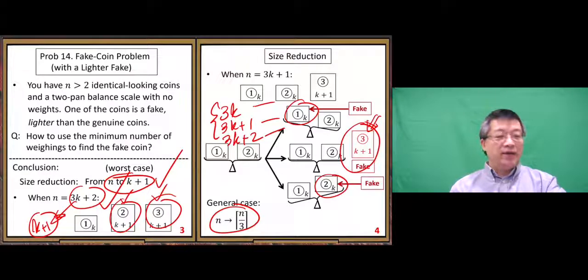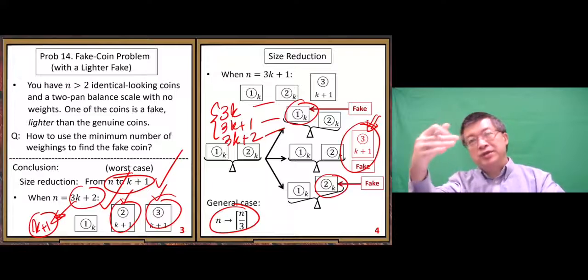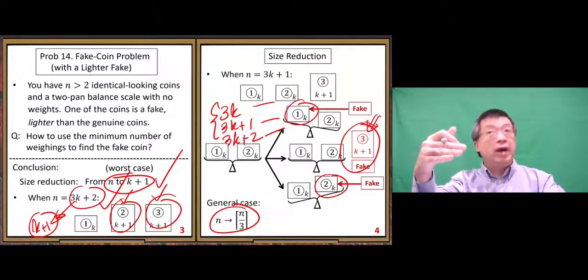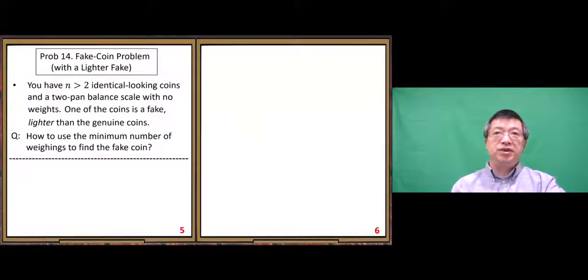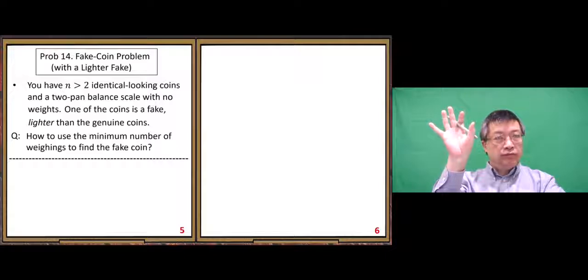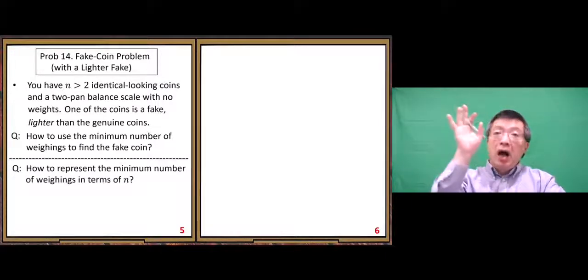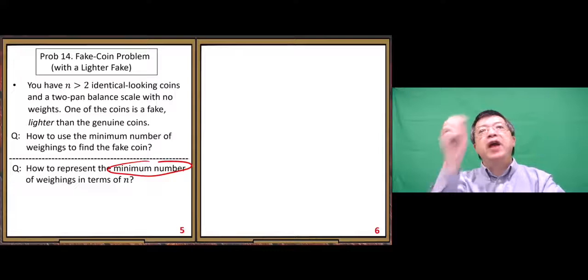Next, because we need to solve the problem. We haven't solved the problem. We made some good progress, but we have quite some work to do. So next, we need to try to reach the goal of this problem. What's that? How to represent the minimum number of weighings in terms of n.